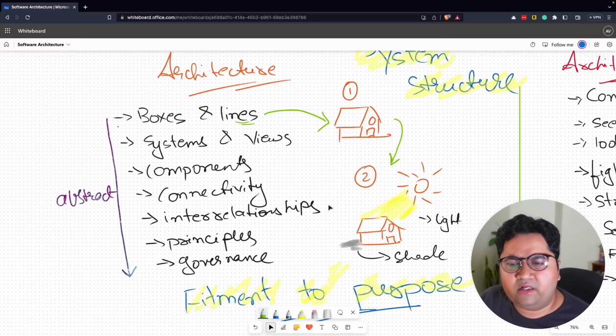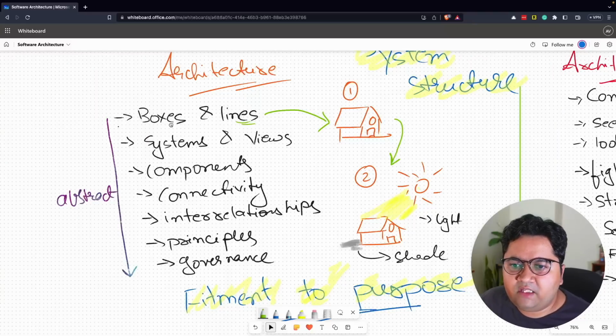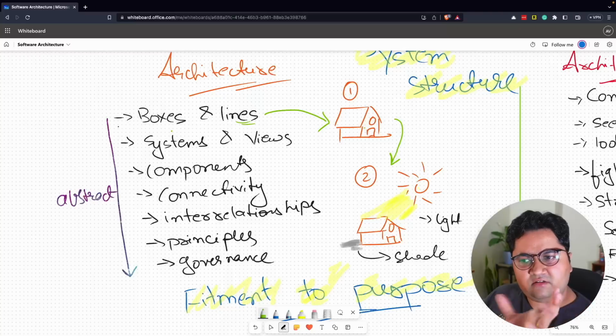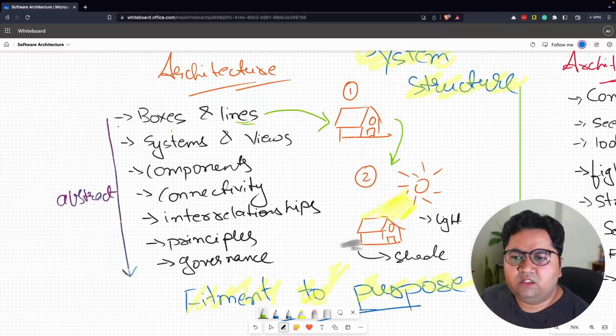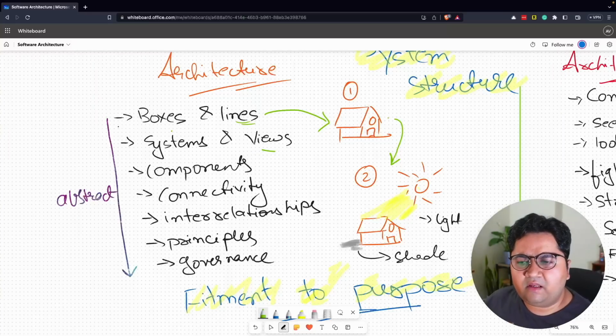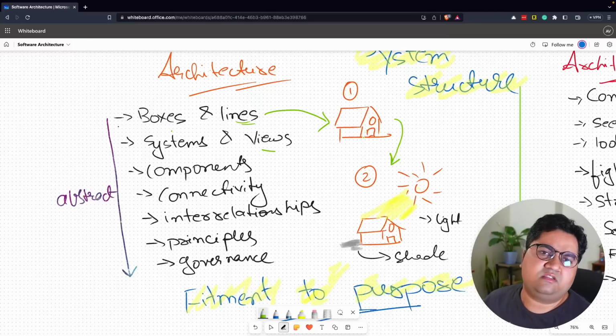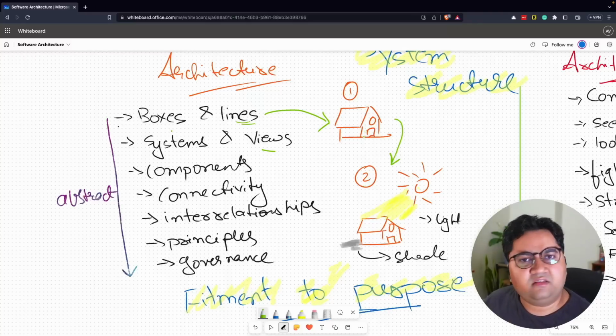Let's go back to architecture. So what did we have? We have boxes and lines, and even here we have some boxes and lines, right? They're just arranged nicely, in shapes and circles. Now we also have systems and views, which is what we are looking at. We have a system and we have different views. The first is a view which is just a view of the house. It doesn't give any other information. But the other diagram gives valuable information as to which direction the sun is.